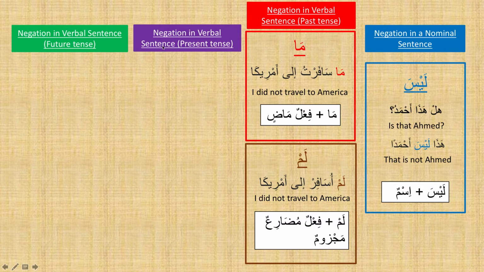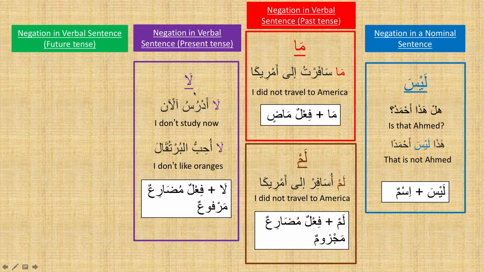So moving on to negation in verbal sentences, for the present tense, we would use the particle la. So for example, لا أدرس الآن. I don't study now. لا أحب البرتقال. I don't like oranges. So لا is used to negate something in the present tense, and it is followed by a فعل مضارع مرفوع. So the فعل مضارع after the لا will end in a ضمة.